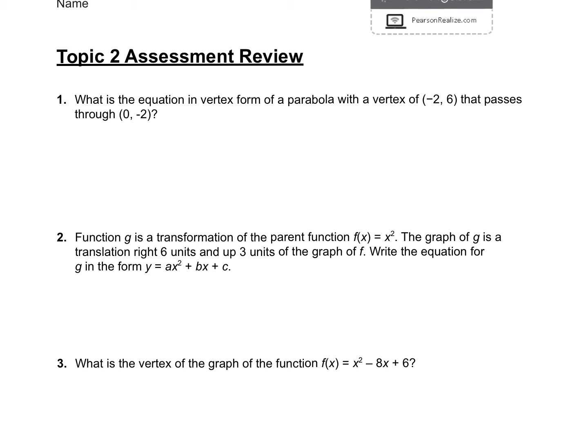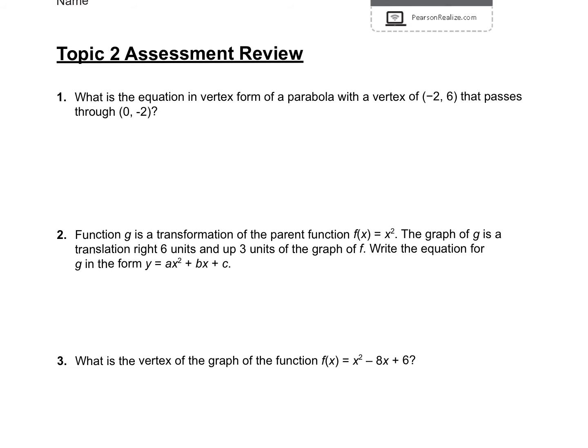All right, we are going to work through this topic 2 assessment review. Our first question talks about the vertex form of a parabola. It tells me that the h here is -2 and the k is 6 because those are my vertex. That means these other guys over here are just plain old x and y. So I've got to use my formula. My formula is y equals a times x minus h quantity squared plus k.